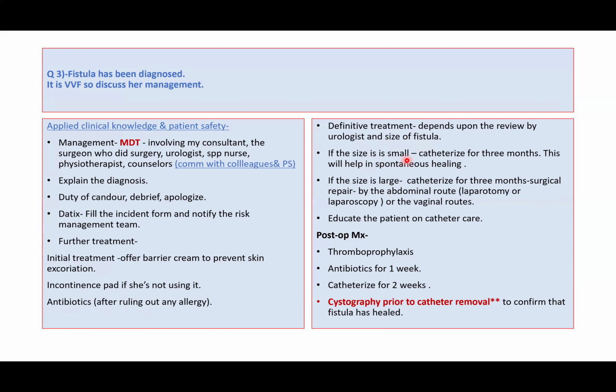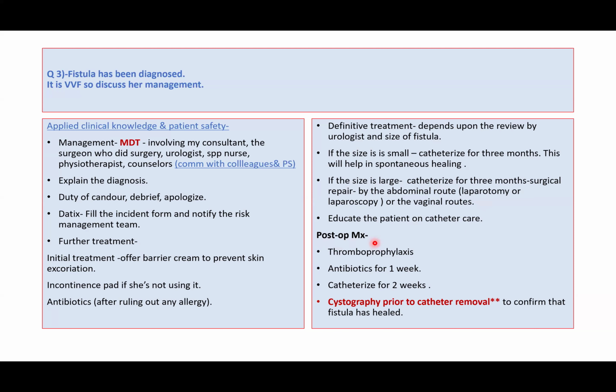So if the size is small, that is less than 0.5 centimeters, initially, this will only need conservative management. So we have to catheterize for 3 months. This will help in spontaneous healing. But if the size is large, more than 0.5 centimeters, catheterize for 3 months initially. Then surgical repair is done either by the abdominal route, that is by laparotomy or laparoscopy, or the vaginal route. Educate the patient on the catheter care.